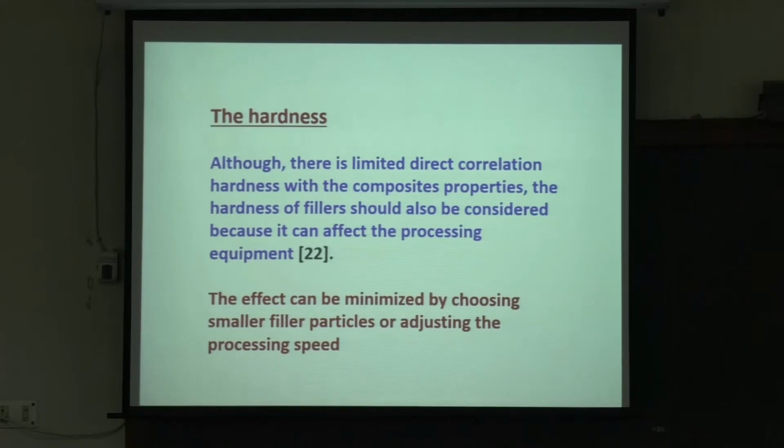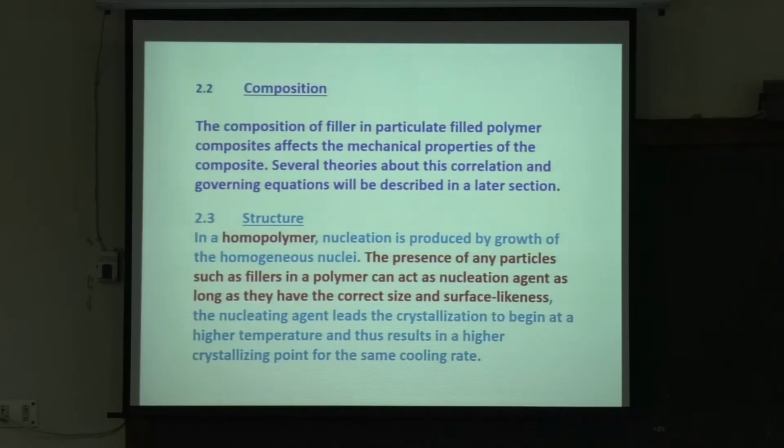So that effect is minimized by choosing small filler particles or adjusting the processing speed. Small filler particles means they will not have more sharp cracks. This is something which people normally do not realize, but this affects the equipment. The hardness of this ceramic is so high that it can scratch the tubes when they're going through.